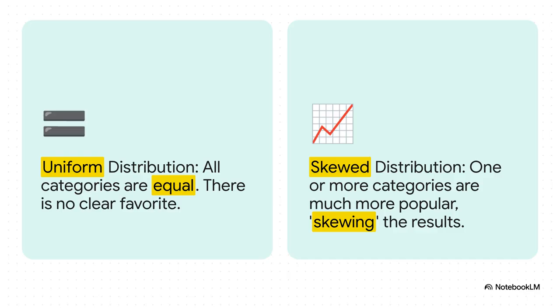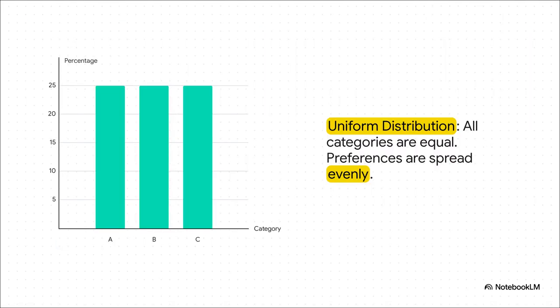The first is what we call a uniform distribution. That's when everything's pretty much flat, no real favorite. The other is a skewed distribution, and that's when one or two categories are way more popular, kind of skewing the whole picture. So here's what a uniform distribution looks like in the wild. See how all the bars are basically the same height? The story this graph is telling us is one of balance. There's no standout winner here. People's preferences are spread out pretty evenly.